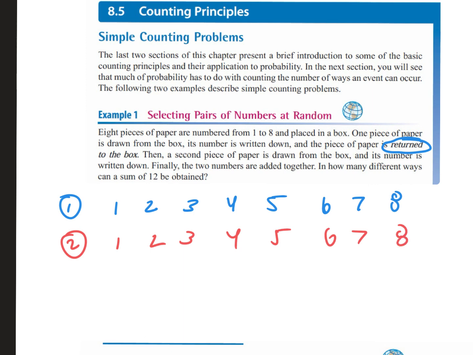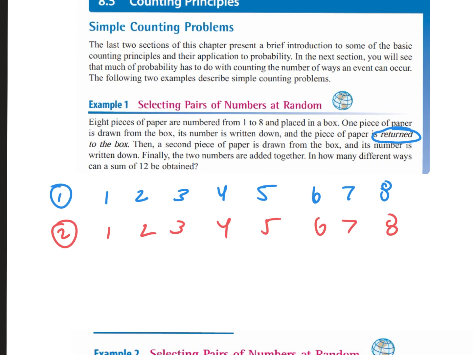All right, so that's important information because it didn't say that you put the piece of paper on the floor, because if you put the piece of paper on the floor, then how many pieces would be left in the box? 7, okay? So it changes. Then, let's read what it says. The two numbers are added together to get what number? 12. It doesn't say to get 12 or more, which would be 12 or anything higher. It doesn't say less than 12.